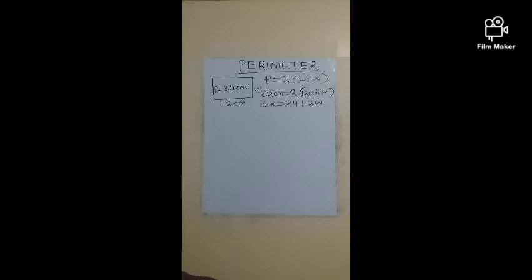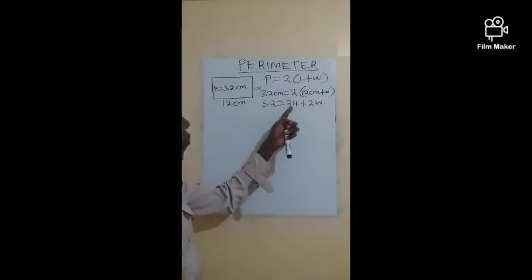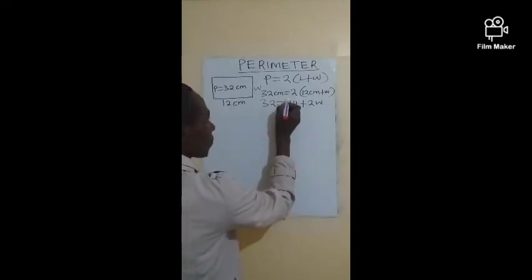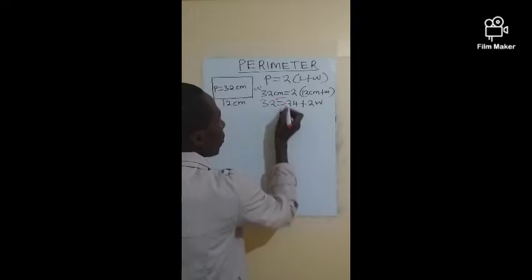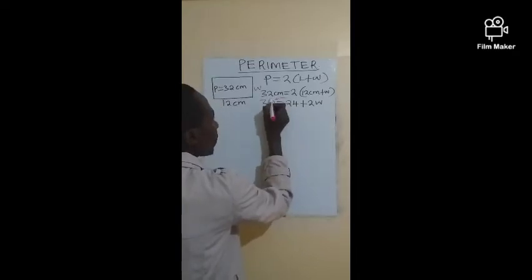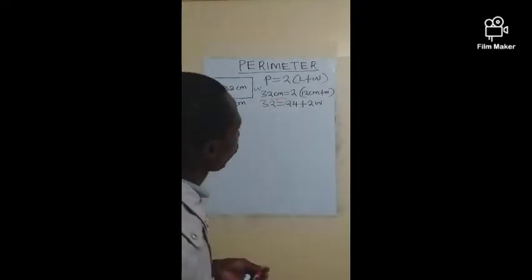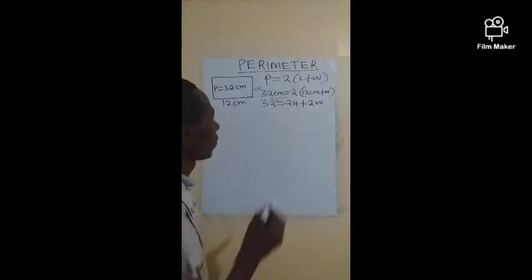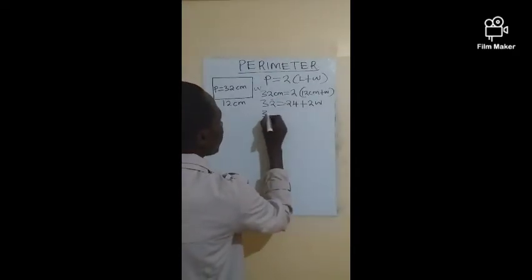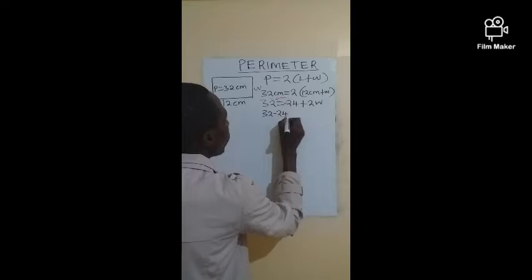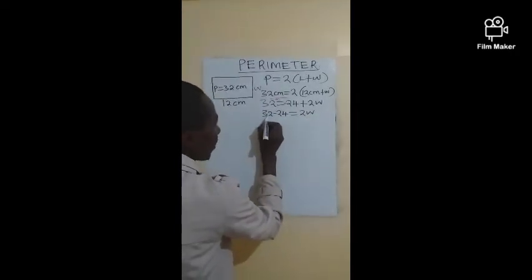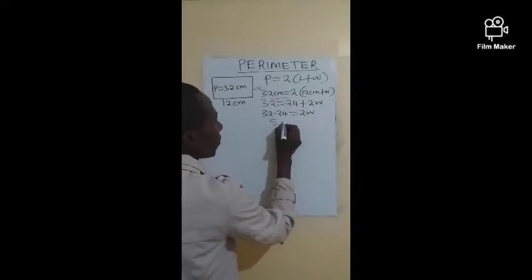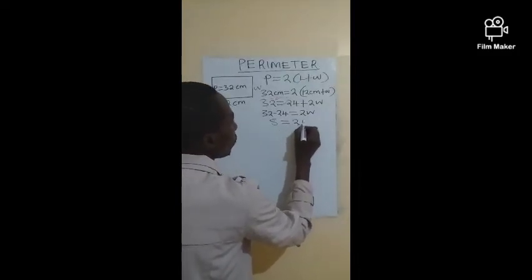Now, from here we are going to put the like terms together. We're going to bring 24 to the other side. And 24 here is a positive. When it crosses the equal sign, it's going to become minus. So we are going to have 32 minus 24 is 2w. 32 minus 24 is 8, which is 2w.